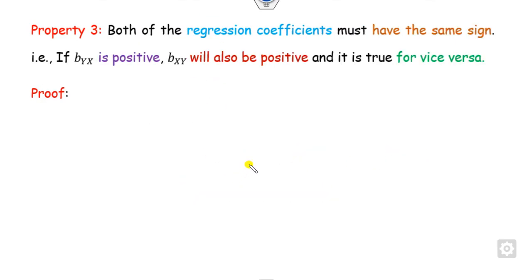Look at the third property: both the regression coefficients must have the same sign. What is the meaning of the same sign? If byx is positive, then bxy will also be positive, and it is true vice versa.